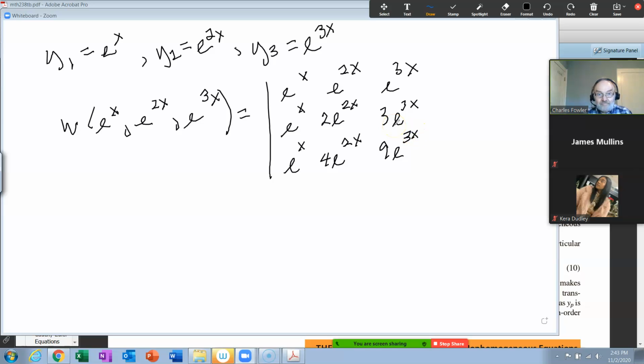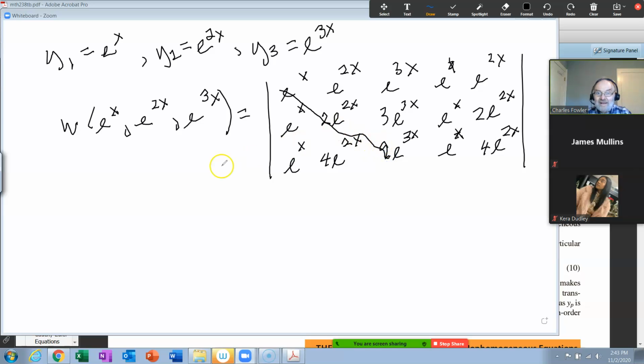Now, how do we do that determinant? Repeat the first two columns. Okay, e to the x, e to the 2x, e to the x, 2e to the 2x, and e to the x, 4e to the 2x. Okay, and then we do our down diagonals.